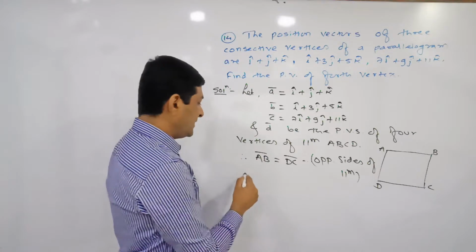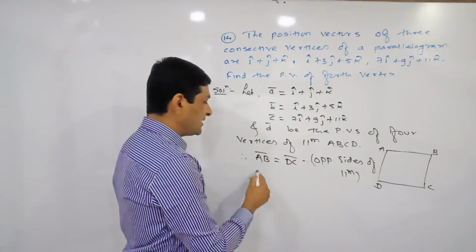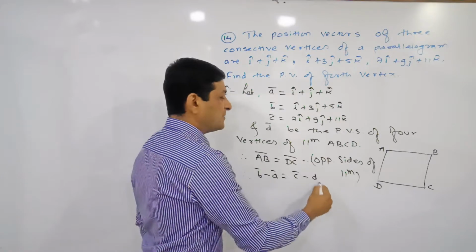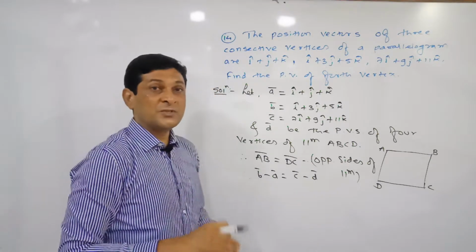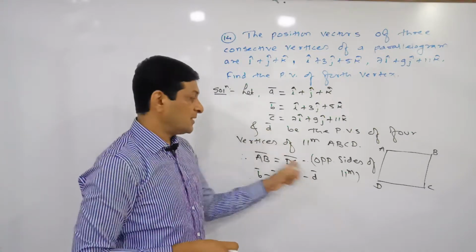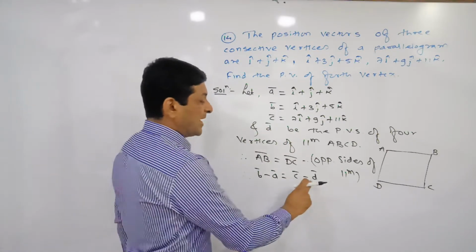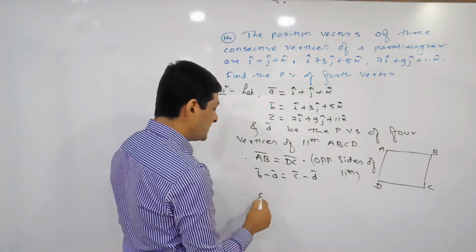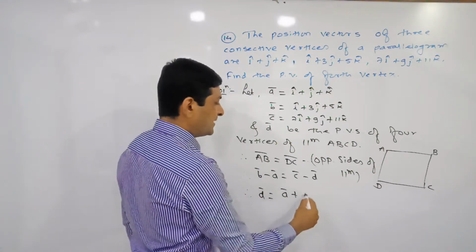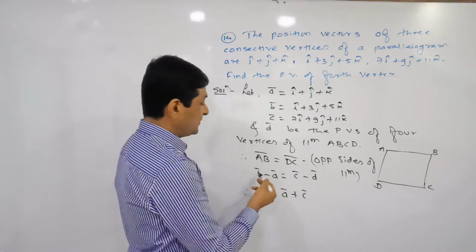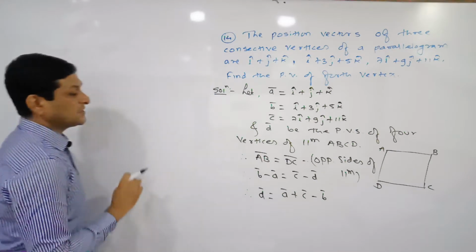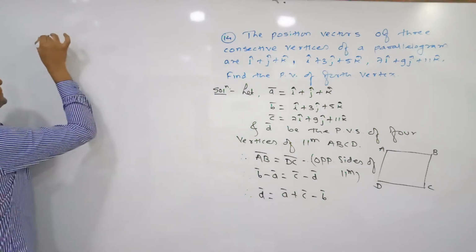Now AB bar in terms of position vectors can be written as what? B bar minus A bar, and DC bar can be written as what? C bar minus D bar. Now the question is to find out what? D bar. D bar is the position vector of the fourth vertex. So let us simplify this expression. Minus D bar on this side will become plus D bar. Minus A bar on this side will become plus A bar, plus C bar, keep it as it is, and plus B bar on this side will become what? Minus B bar. Now the remaining part is just to substitute the values.